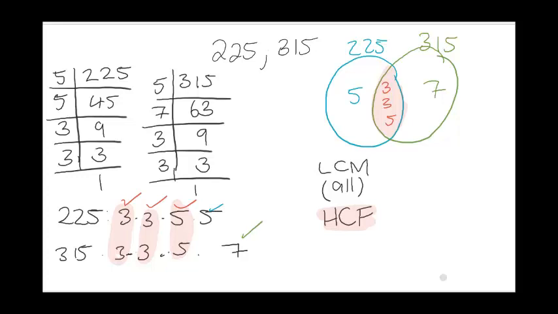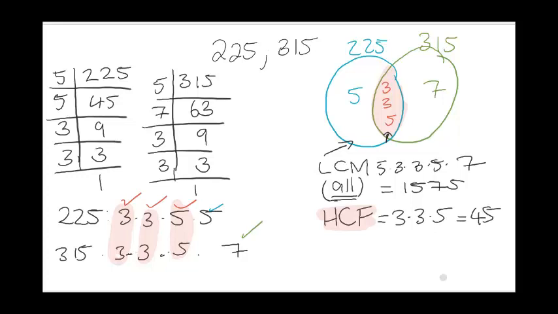Okay. Now, for me to get the lowest common multiple, I need to just write down all the numbers in my Venn diagram. So I'm going to say 5 times 3 times 3 times 5 times 7, and that's going to be my lowest common multiple. Using a calculator, that is equal to 1575. And for me to get my highest common factor, all I'm going to do is read these numbers that are in the red shared part, and that's going to be 3 times 3 times 5, which is 9 times 5, which equals 45.